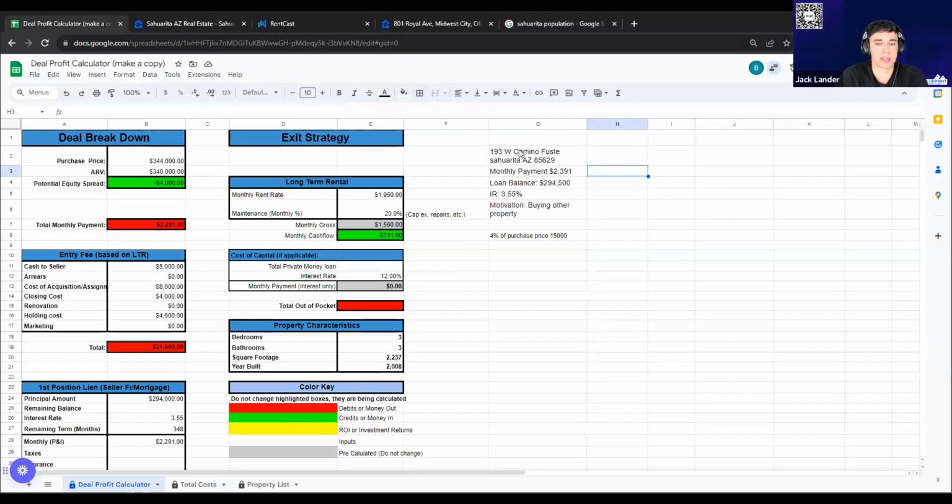Entry fee. But I think with it being a nicer, newer build, there's potential to find a wrap buyer on that too, especially with the location as well.